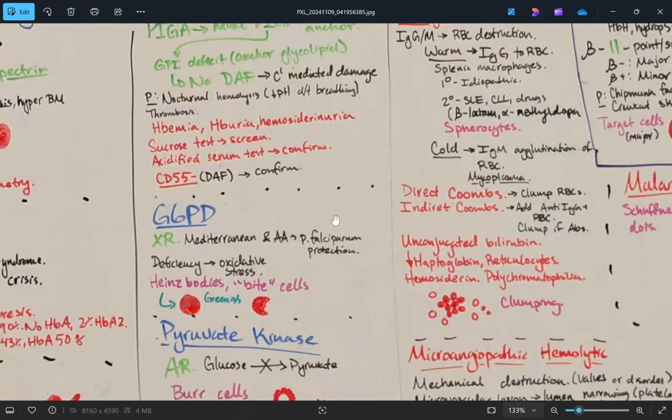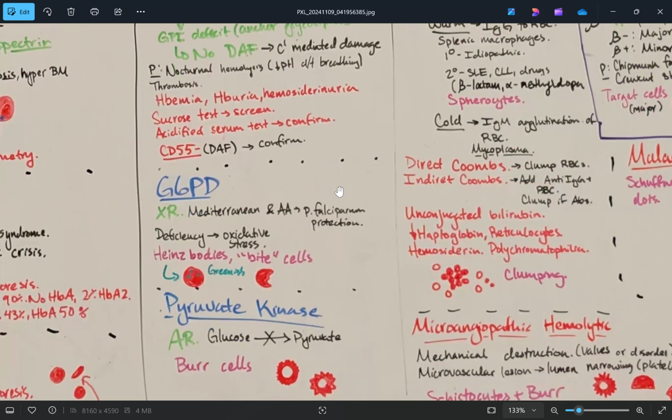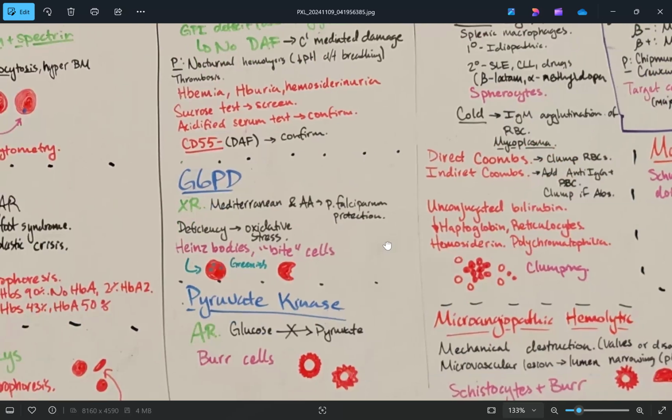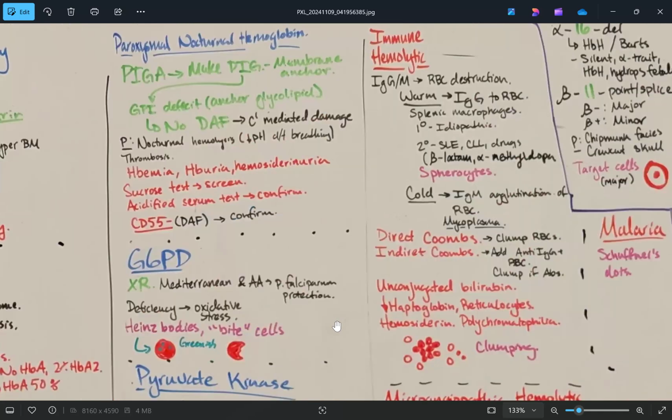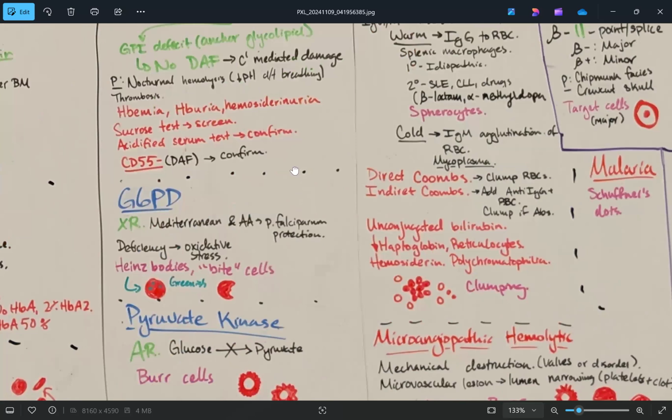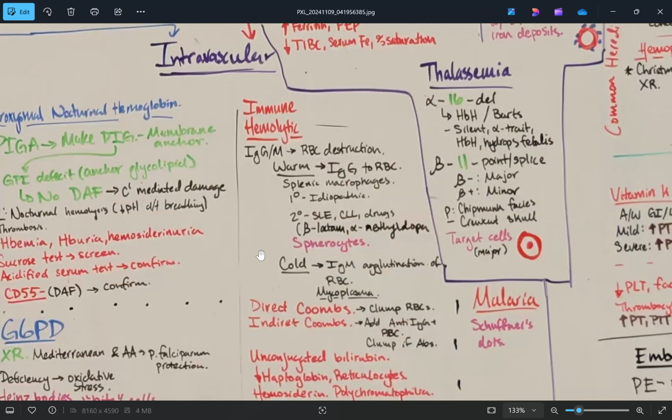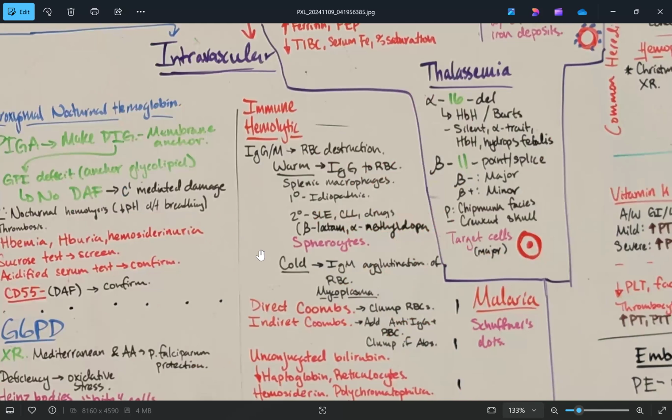Next, I want to be talking finally about your extrinsic hemolytic intravascular anemias. So first one we're going to talk about is your immune hemolytic anemia, which is going to be IgG and IgM mediated destruction of your red blood cells. So you can have two different types of immune hemolytic anemias. One is going to be warm, where it's specifically IgGs to red blood cells. You'll have your splenic macrophages involved with this. It can be idiopathic or secondary, which makes this extrinsic.